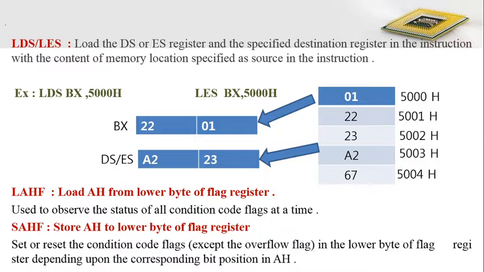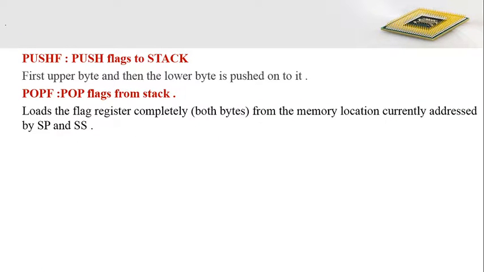And SAHF: store AH content to the lower byte of the flag register. LAHF is the load instruction and SAHF is the store instruction. SAHF stores the content of AH to the lower byte of the flag register, and is used for setting or resetting the condition code flags in the lower byte of the flag register, depending upon the corresponding bit position in AH. So here we can load AH with the lower byte of the flag, and here we can store the content of AH to the lower byte of the flag. The lower byte of the flag register indicates the status information of the processor, or the status of the previous instruction execution.